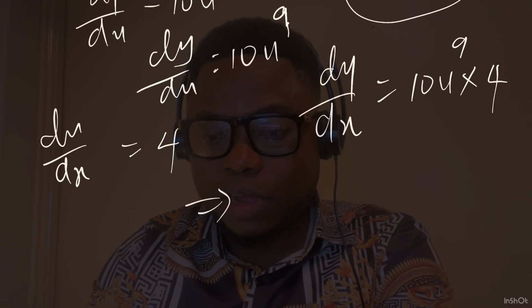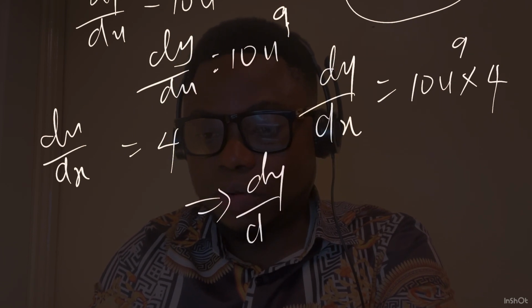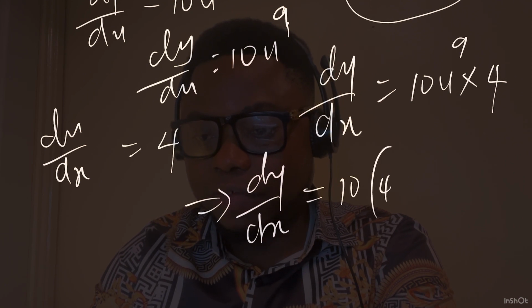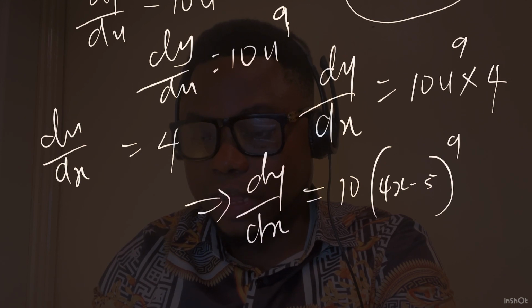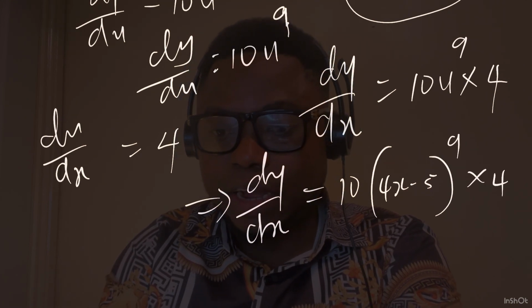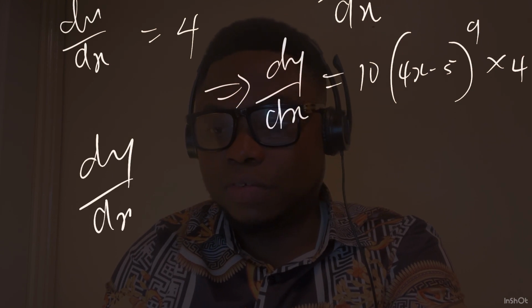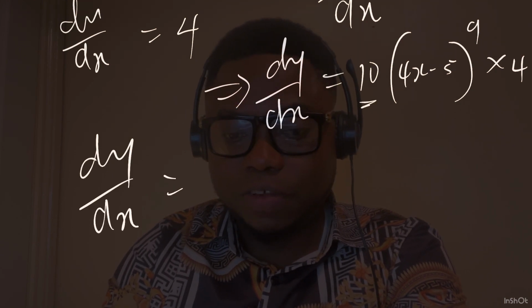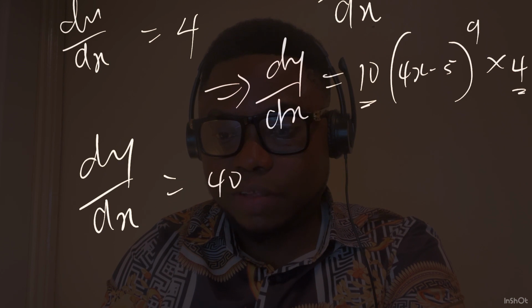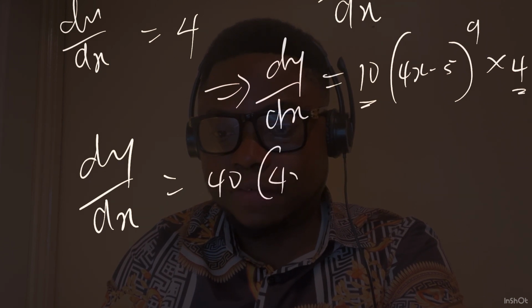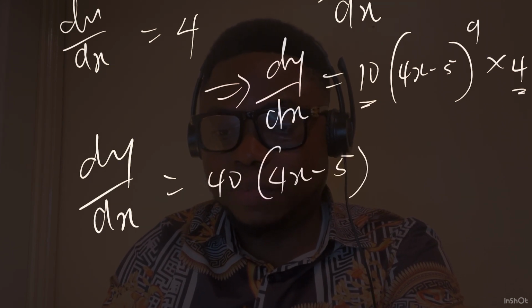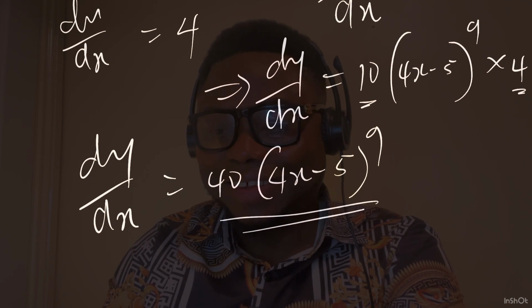I'm going to have dy over dx is equal to 10 brackets 4x minus 5 raised to the power of 9 times 4, times this 4. So dy over dx is equal to 10 times 4, that is going to give me 40 brackets 4x minus 5 all raised to the power of 9. This becomes the answer.